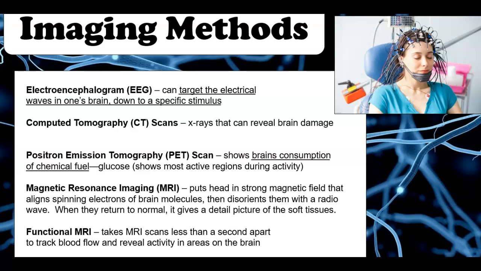And then there's the functional MRI. So we have the magnetic resonance imaging, and then the functional MRI. The functional MRI scans less than a second apart to track blood flow and reveal activity in areas. The only way I see this showing up on your exam, the FRQ, is if there's some sort of scenario where someone is dealing with a brain trauma, and they ask you, if we used this method, what would you find?